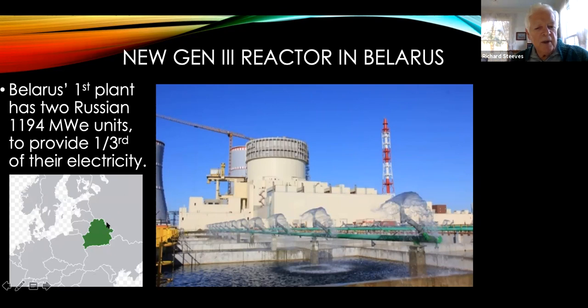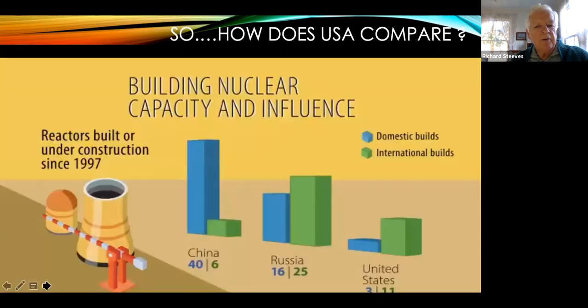Russia, as you can see, is very close to Belarus and Ukraine. Chernobyl was right about there. And so they must have had a pretty bad experience with that, although that was 35 years ago now, or 34. But they did it anyway, and they're doing fine.